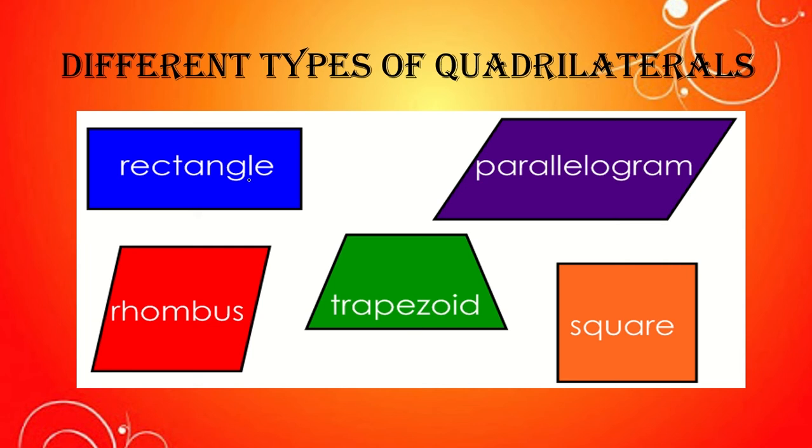It is rectangle. You can see parallelogram, rhombus, trapezoid, or you can say it as trapezium, or square. All these figures have four sides and four angles.